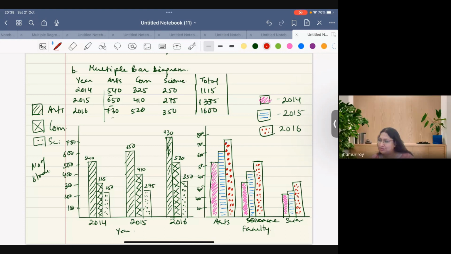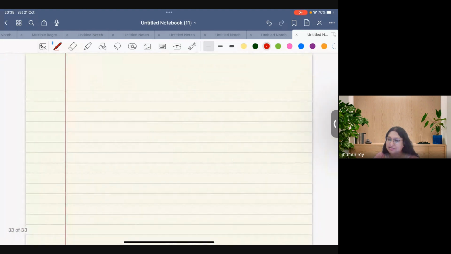Okay. Now I'll just come to the next one. It is related to this. I just wanted to finish this portion with you all. So I'll come to the next one where we talk about the subdivided bar diagrams. So the third one is part C, the subdivided bar diagram.